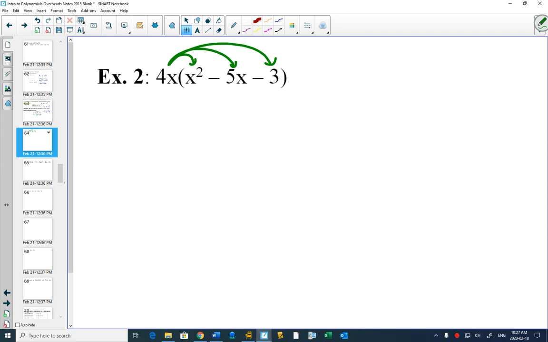So now, if we multiply this out, we have 4x times x squared. We multiply the numbers, and how many x's would there be? X cubed. 4 times a negative 5 would be negative 20. X times x, x squared. And 4 times negative 3 is minus 12x.